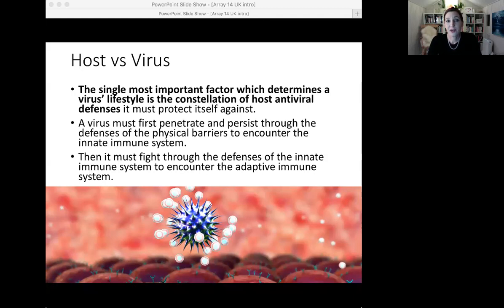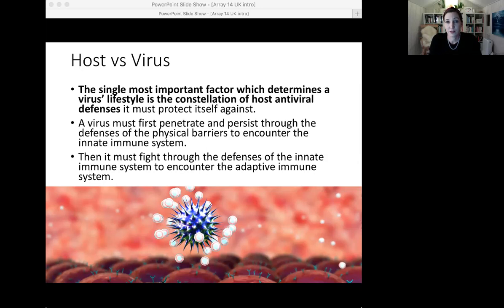So the virus must first penetrate and persist through the defenses of the physical barriers, which I've just described, to encounter the innate immune system. And then it must fight through the defenses of the innate immune system in order to encounter the adaptive immune system. And it has to survive that process as well in order to replicate. So when it first gets into the body, the first line of defense are the acids, the enzymes, and the secretory IgA. And then we also have the phagocytes.